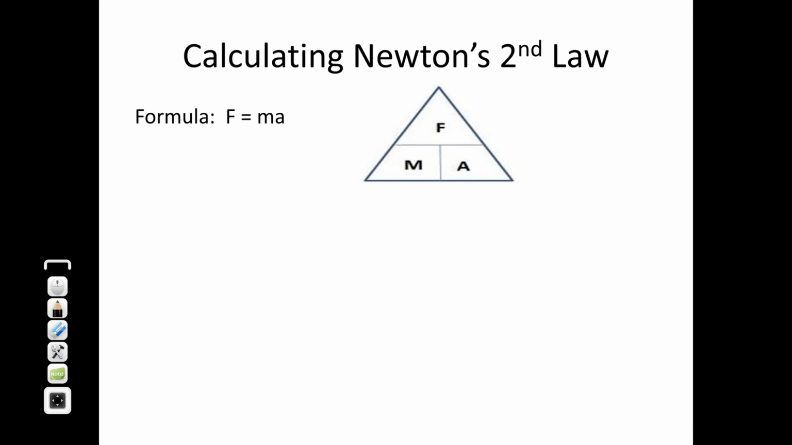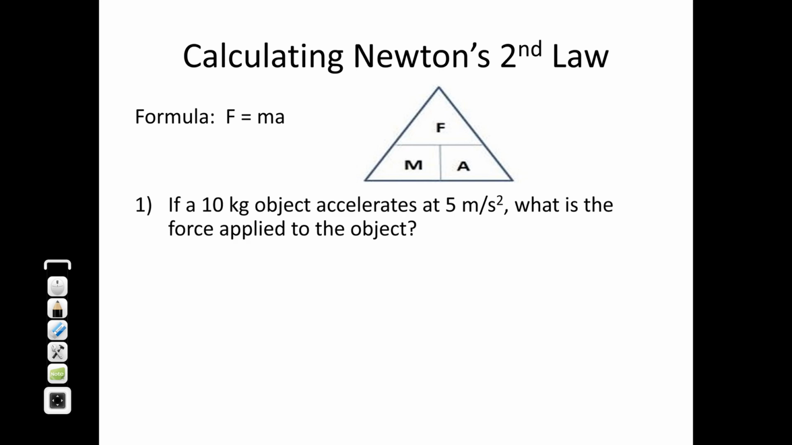We can use the triangle method here, where you basically have F, M, A. If you set up a triangle, the whole method is that if you cover up, let's say you're trying to solve for F, you cover that up with your hand, and it's M times A. If I'm trying to solve for mass, I cover that up, and it's F divided by A. If I want to solve for acceleration, it would be F over M. Okay? So force divided by mass. Again, force is on top. It's just basically showing you your method of calculating.